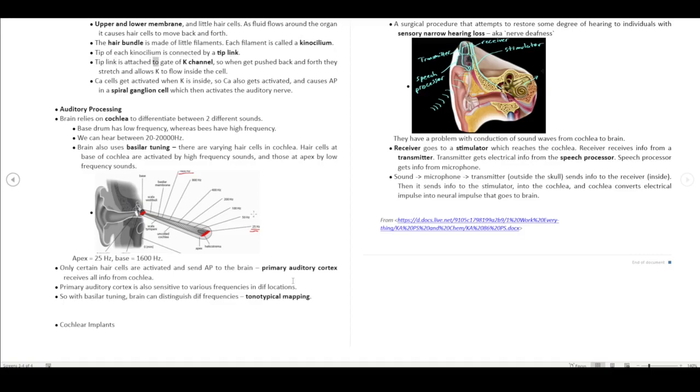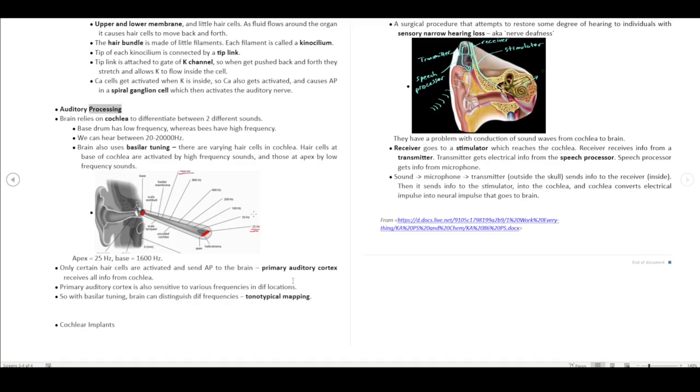The tip link is attached to the gate of a K channel, so when the filaments get pushed back and forth, they stretch and allow K to flow inside the cell. Ca channels get activated when K is inside, so Ca also gets activated and causes an AP in a spiral ganglion cell, which then activates the auditory nerve.